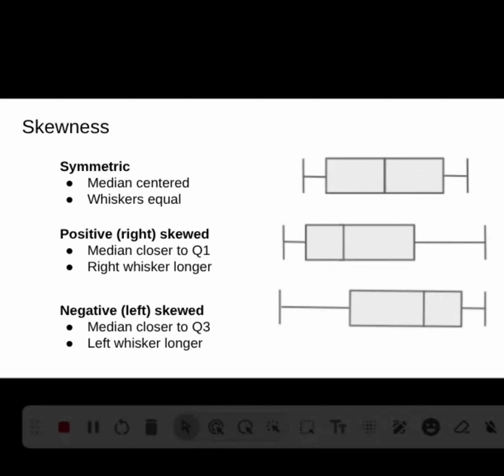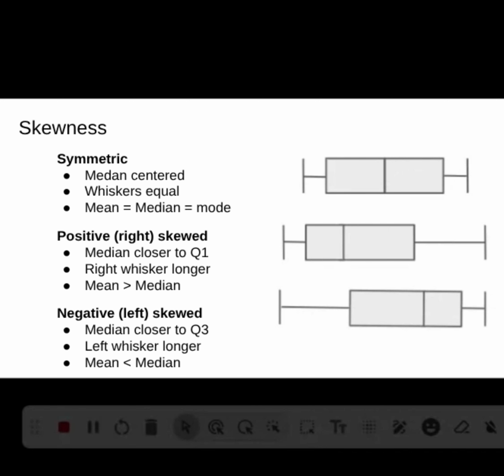For symmetric data, the median is centered in the box, and the lengths of the whiskers are equal. Also, for symmetric data, the median is equal to the mean, because the left and right sides of the data are mirror images. For every value below the center, there's a corresponding value equally far above it. So the mean will end up being the median. Also, if there's only one mode in symmetrical data, it has to be right in the center. Otherwise, it wouldn't be symmetrical. So the mode is also equal to the median and the mean.